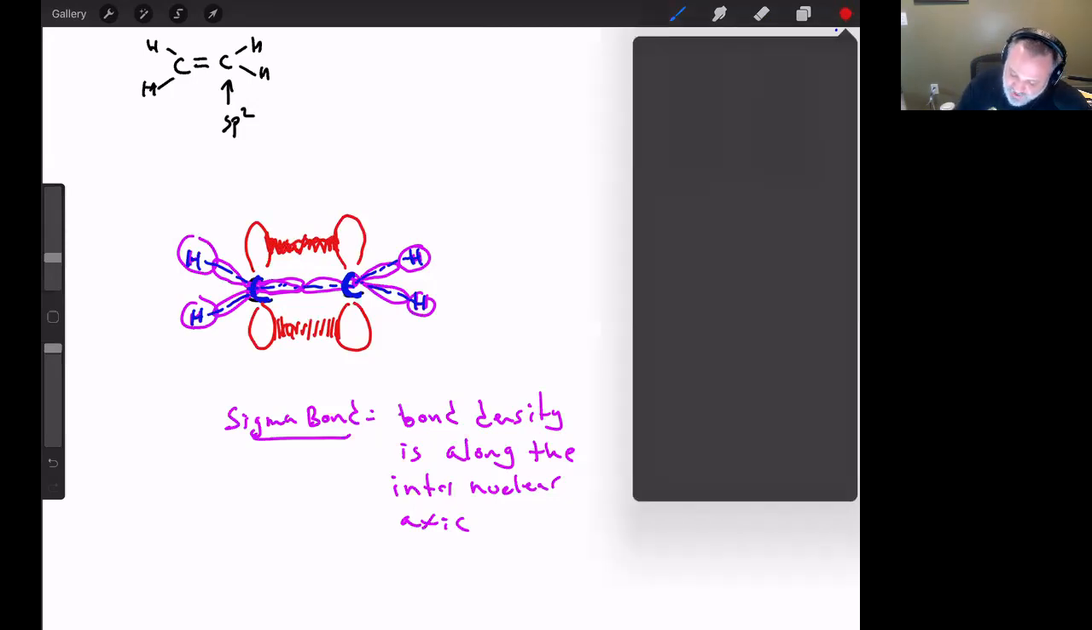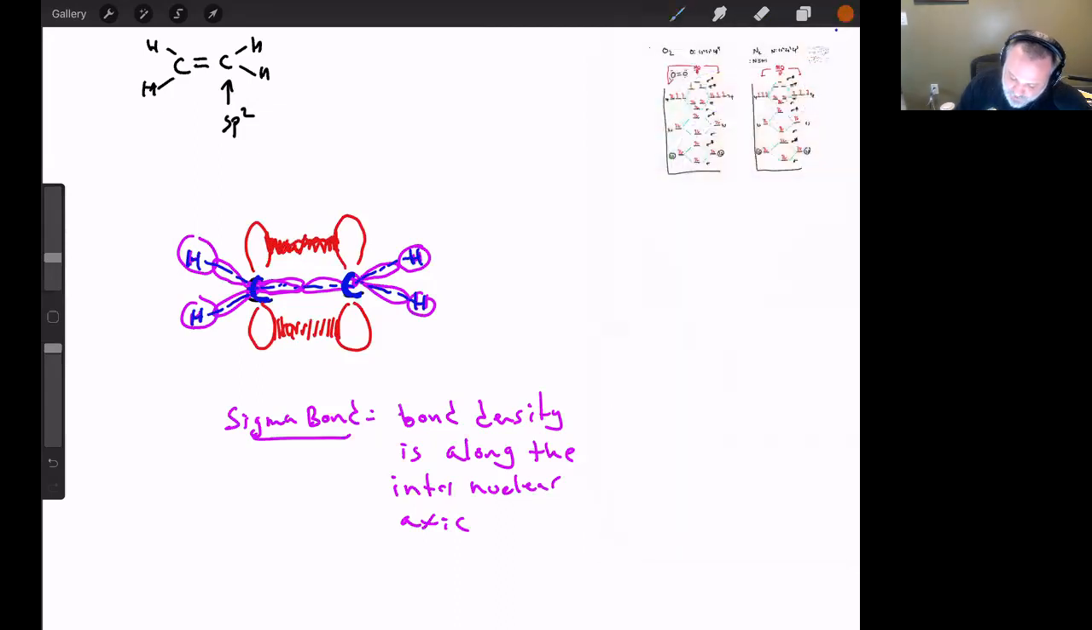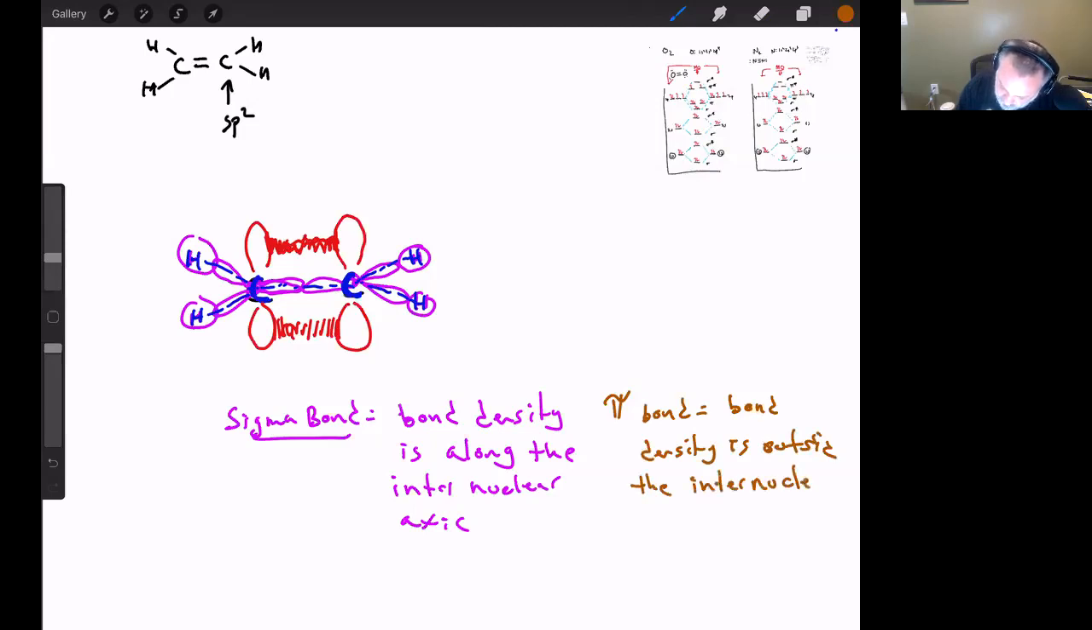And so now what we have is a pi bond. A pi bond is where the bond, or the electron density, is outside the internuclear axis. Fix my spelling up there.